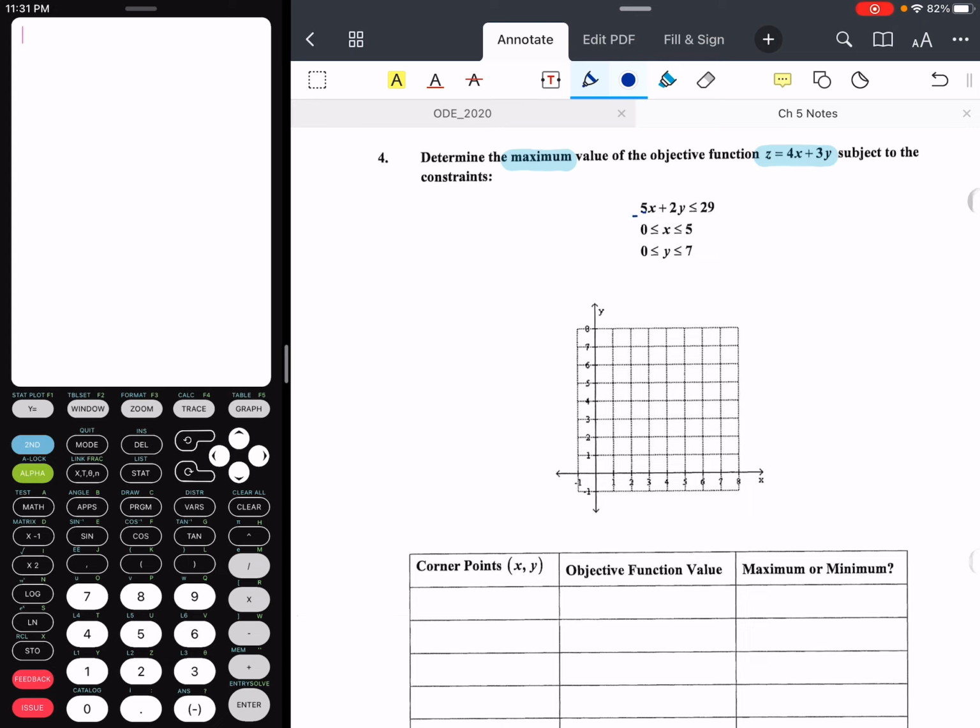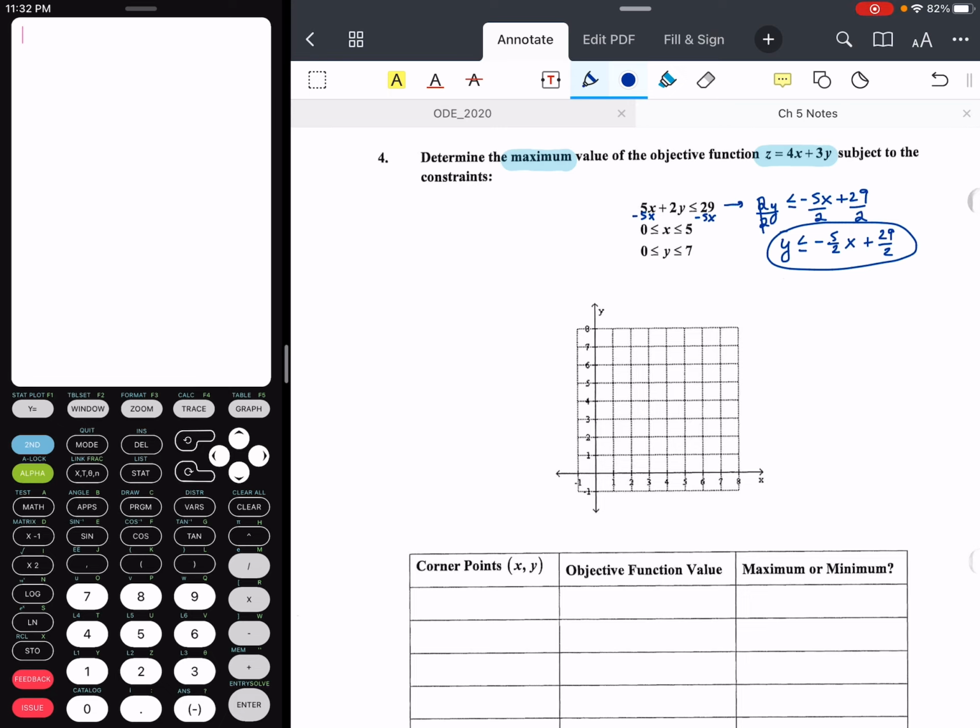So first I'm going to subtract 5x from both sides. So we have 2y less than or equal to negative 5x plus 29. And then divide both sides by 2. So I have y less than or equal to negative 5 halves x plus 29 over 2.